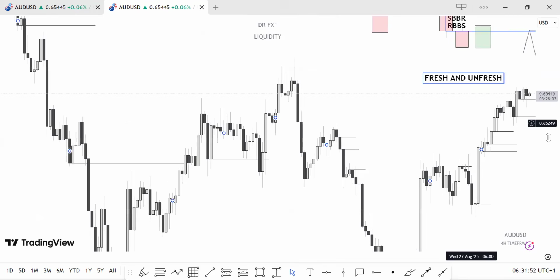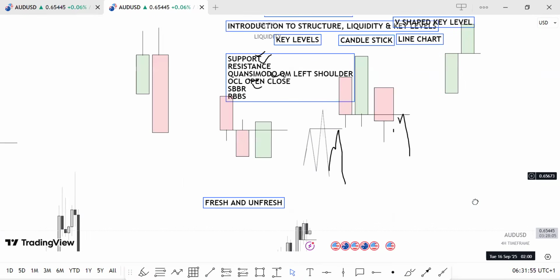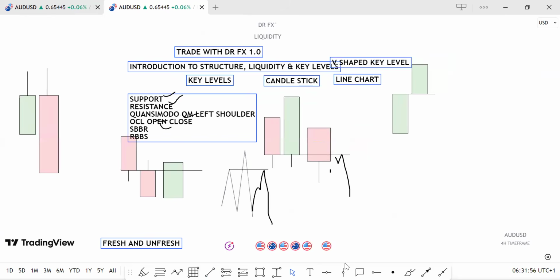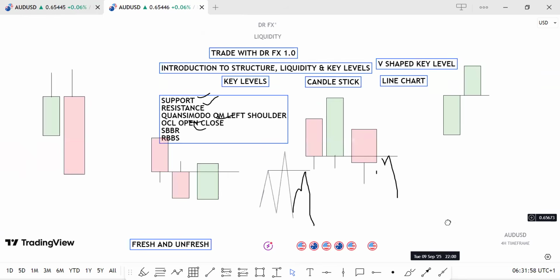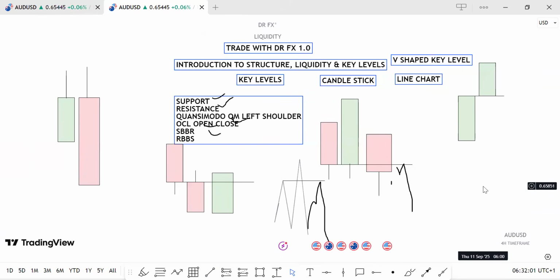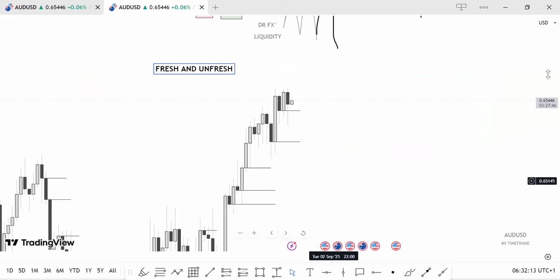But all these unfresh ones, we don't expect the market to use them again because they have been used before. So basically, this is identifying key levels, and you know whether the market has respected them or whether the market has broken them, and also you know whether they are fresh or unfresh. But for RBBS and SBBR.